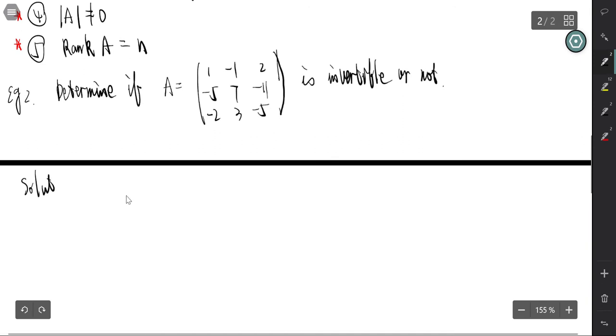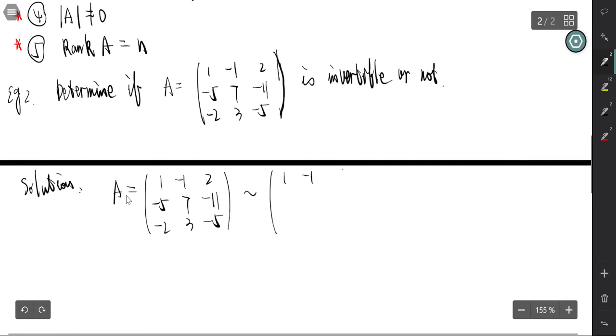The solution is we can use the rank. The matrix is 3 by 3, so we use the row reduction. A is 1, negative 1, 2, negative 5, 7, negative 11, negative 2, 3, negative 5. Take the first row, 1, negative 1, 2, times 5 and add to the second row. That's 2, that's negative 1. Times 2 and add to the third row. That's 1, times 2, that is negative 1. 1, negative 1, 2, 0.